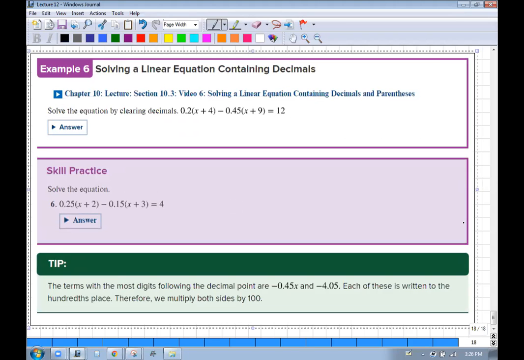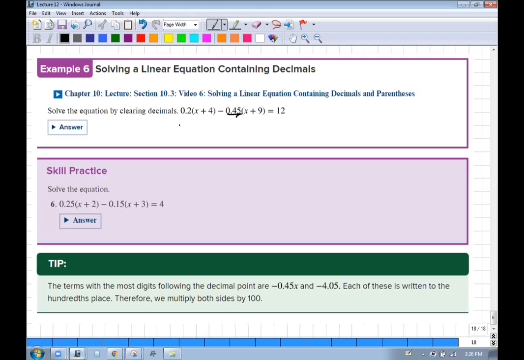Okay, so we have decimals out here and here, because that one has a thousandth place or a hundredth place. Multiply everything by 100. So 100 times 0.2 is 20. 100 times 0.45 is 45. 100 times 12 is 1200. Get rid of the parentheses.